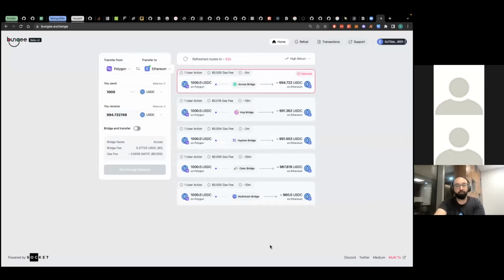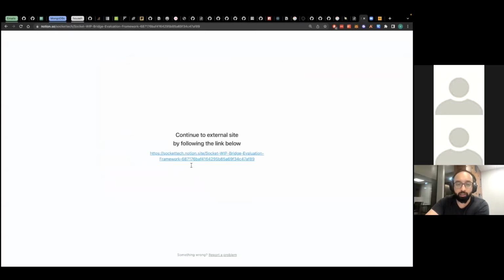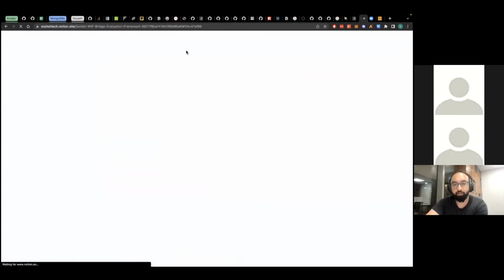But we got down to trying to actually see how we could make this happen. And we landed with a pretty exciting and a pretty complicated framework.